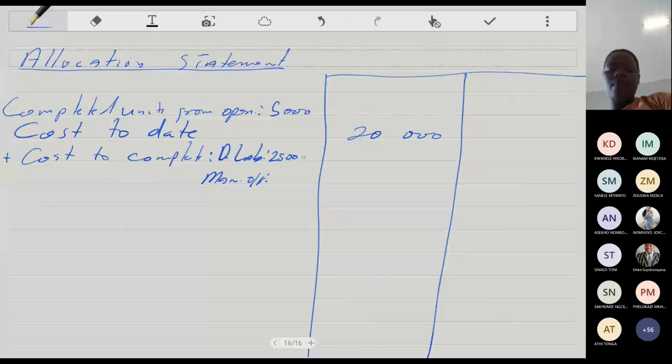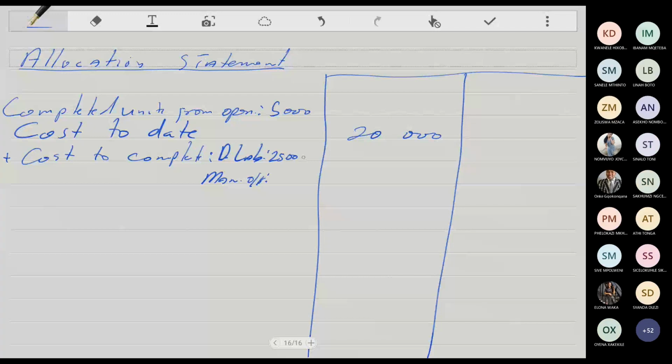Then we go back again. We're almost done, guys. Maybe then Ulina is indicating to me that you are taking too long. We're almost done, Lena. We're in the allocation statement.